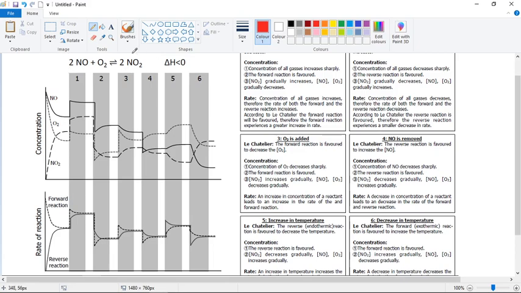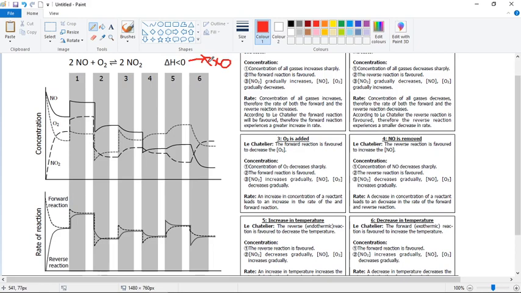Okay, first of all, here is our balanced equation. Nitrogen monoxide plus oxygen goes to nitrogen dioxide. Delta H is less than 0. So this means that the forward reaction is exothermic. Please excuse the terrible writing. But the forward reaction is exothermic if delta H is less than 0.